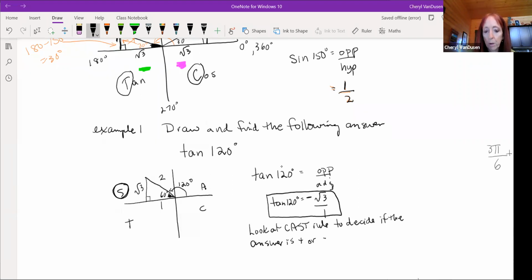So that's how you complete a question when you're asked to draw a triangle, draw a picture and find the following answer. Let me throw one out at you. And then I'll sit quietly for a minute and let you have a chance to try to draw it and get the answer and send me the answer. And then we'll talk about it.